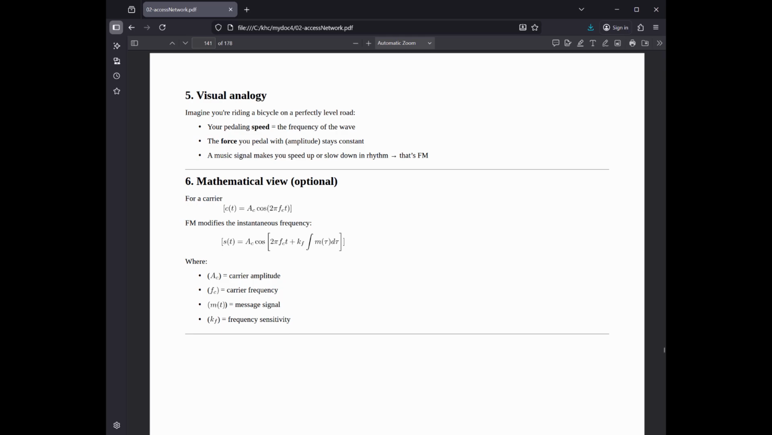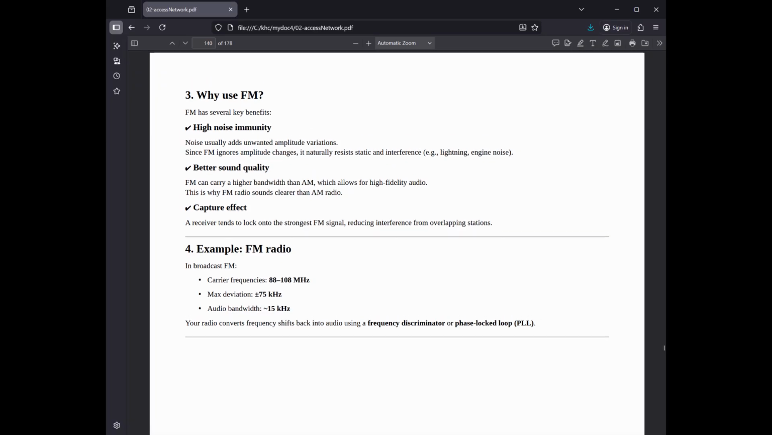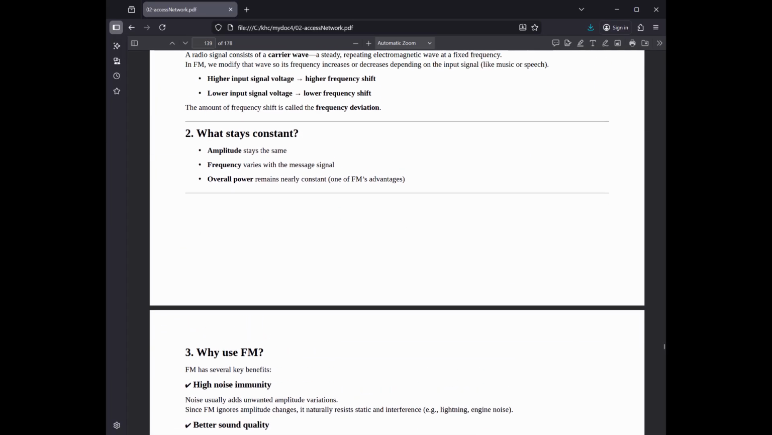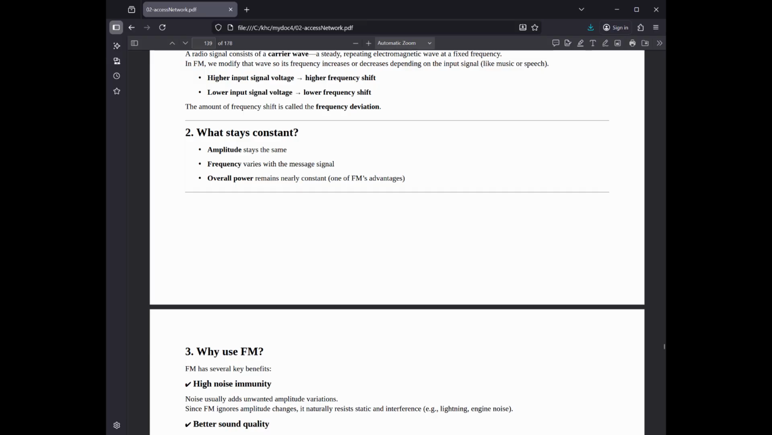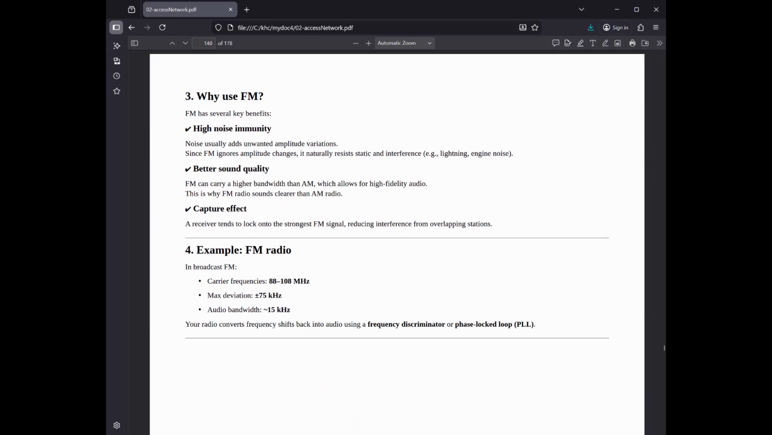2. FM versus AM: why FM sounds better. The main reason we use FM for high fidelity music is its noise immunity. Resistance to static: most natural interference, like lightning or engine noise, affects the amplitude of a radio wave. Since an FM receiver only cares about the frequency, the timing of the peaks, it can use a limiter to clip off any noisy amplitude spikes without losing any actual data.